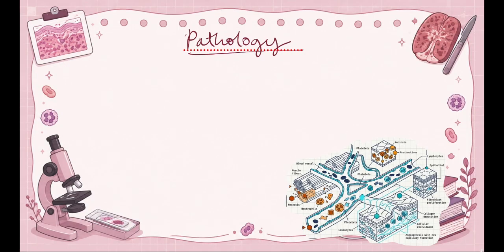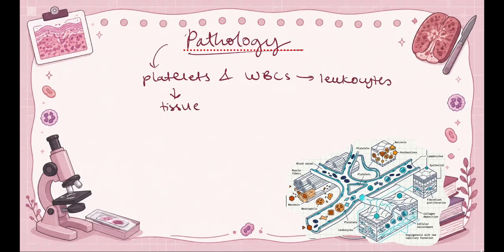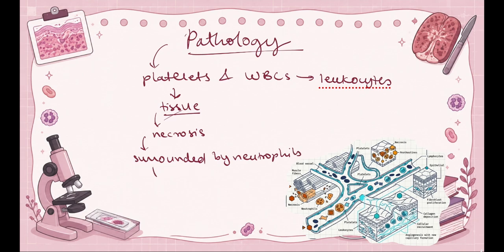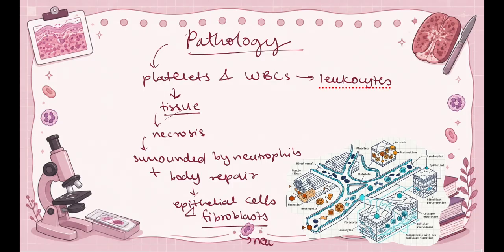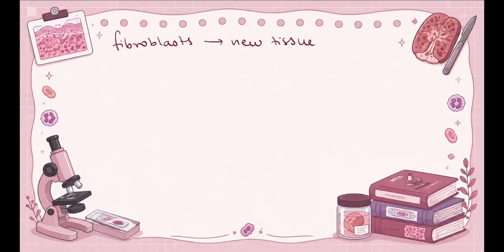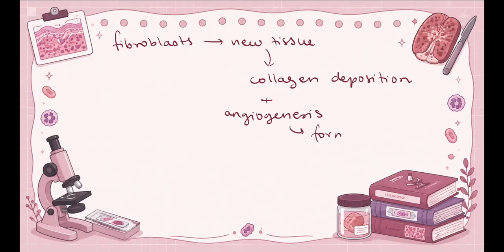Blood vessels transport platelets and white blood cells directly into the tissue. These white blood cells are called leukocytes. Inside the tissue, we see areas of dead tissue known as necrosis. This dead tissue is surrounded by immune cells called neutrophils. Right alongside this destruction, the body attempts to repair itself. It uses epithelial cells and fibroblasts. Fibroblasts are specialized cells that build new connective tissue. This process leads to collagen deposition. It also leads to angiogenesis, which is the formation of brand new capillary blood vessels.